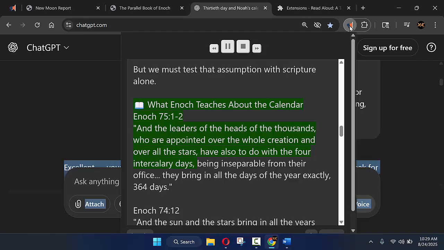Open book: what Enoch teaches about the calendar. Enoch 75:1-2. And the leaders of the heads of the thousands, who are appointed over the whole creation and over all the stars, have also to do with the 4 intercalary days, being inseparable from their office. They bring in all the days of the year exactly, 364 days.